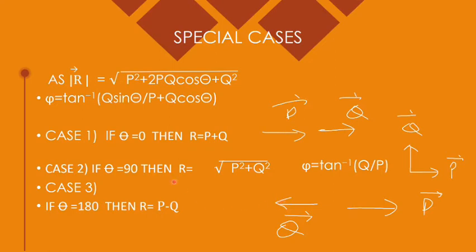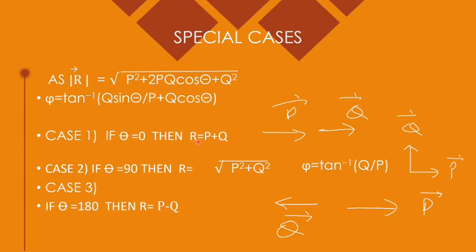Then, of course, here cos 180 means P square minus 2PQ plus Q square. So you can write (P minus Q) whole square. Square root and square sign will go, so I am left with R equals P minus Q. And the direction of the resultant, of course, will be in the direction of the greater vector. So if Q is greater, then the direction will be towards left. If P is greater, then the direction will be towards right.